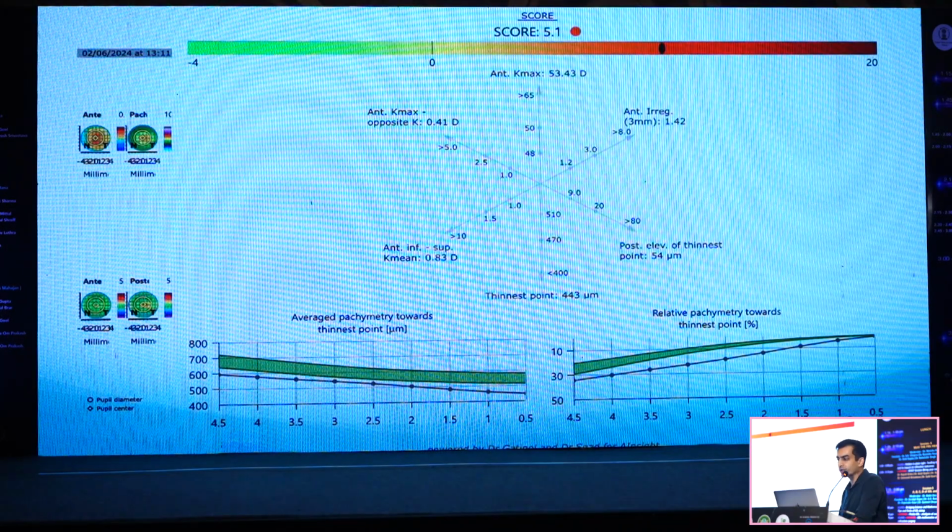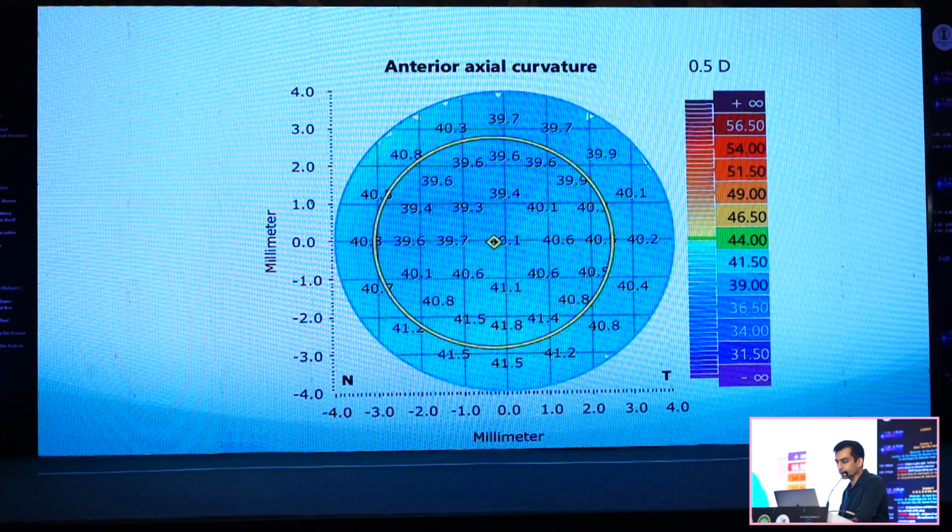I'll show this. Okay, this is one scoring system that Anderon has come up with. I don't really use it. It is not as great as Belin-Ambrosio display yet, but they are trying to improve.